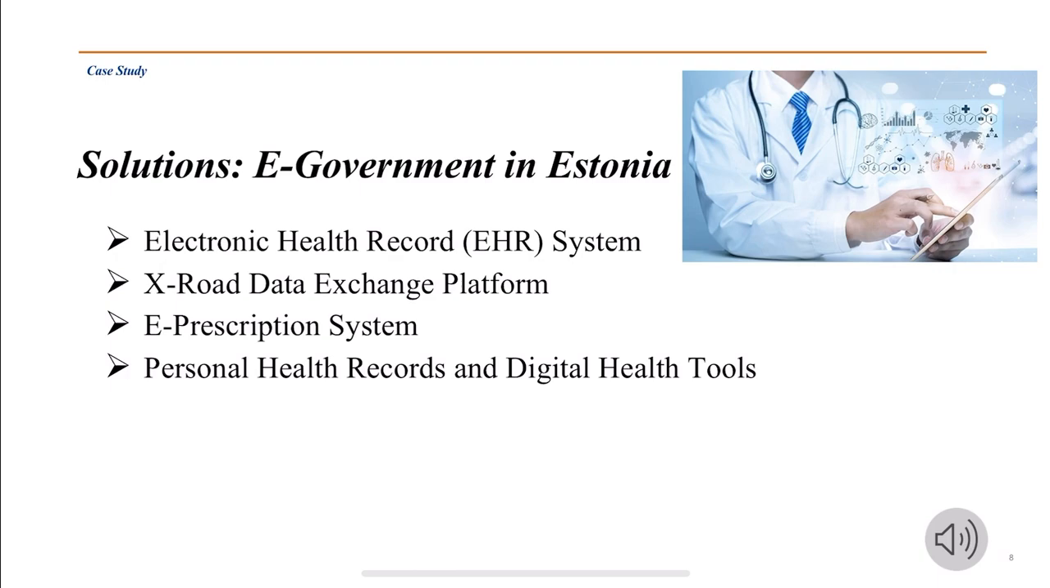Another solution we found was the use of the X-Road Data Exchange Platform. To tackle the challenge of fragmented government services, Estonia utilized its X-Road Data Exchange Platform.